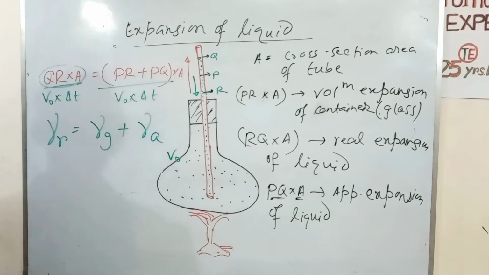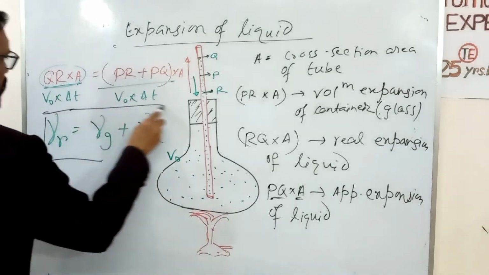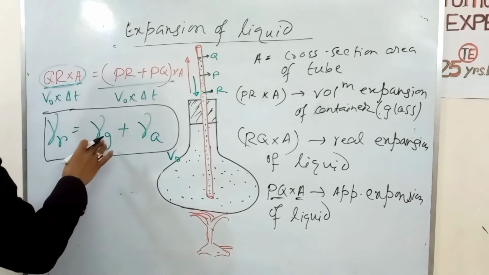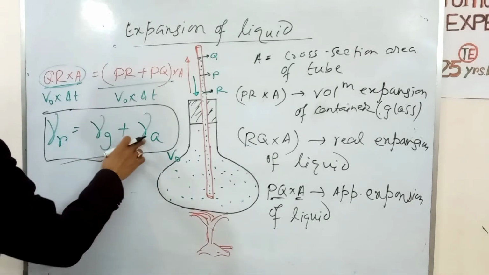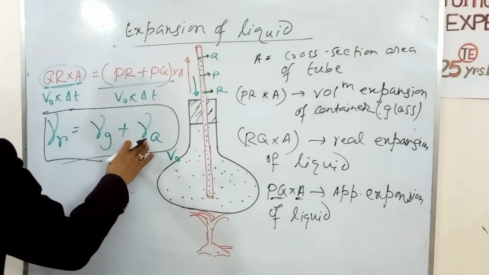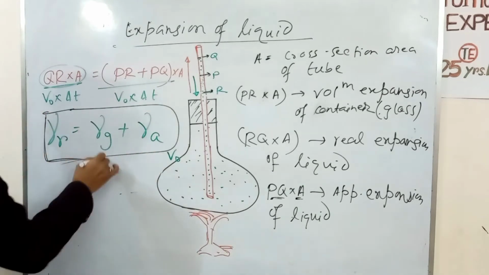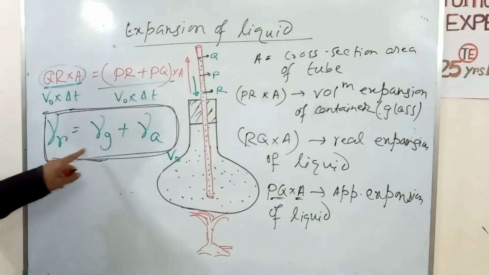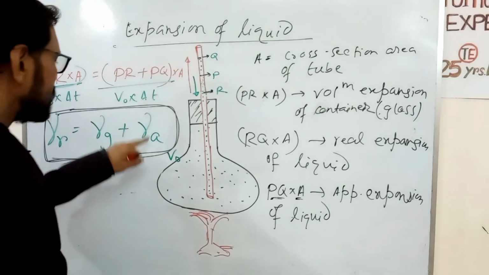So this relation holds for the liquid: gamma real expansion of the liquid equals the real expansion of the container plus the apparent expansion of the liquid. So when we take the real expansion of the liquid, we take the coefficient of expansion of glass plus the apparent expansion of the liquid.